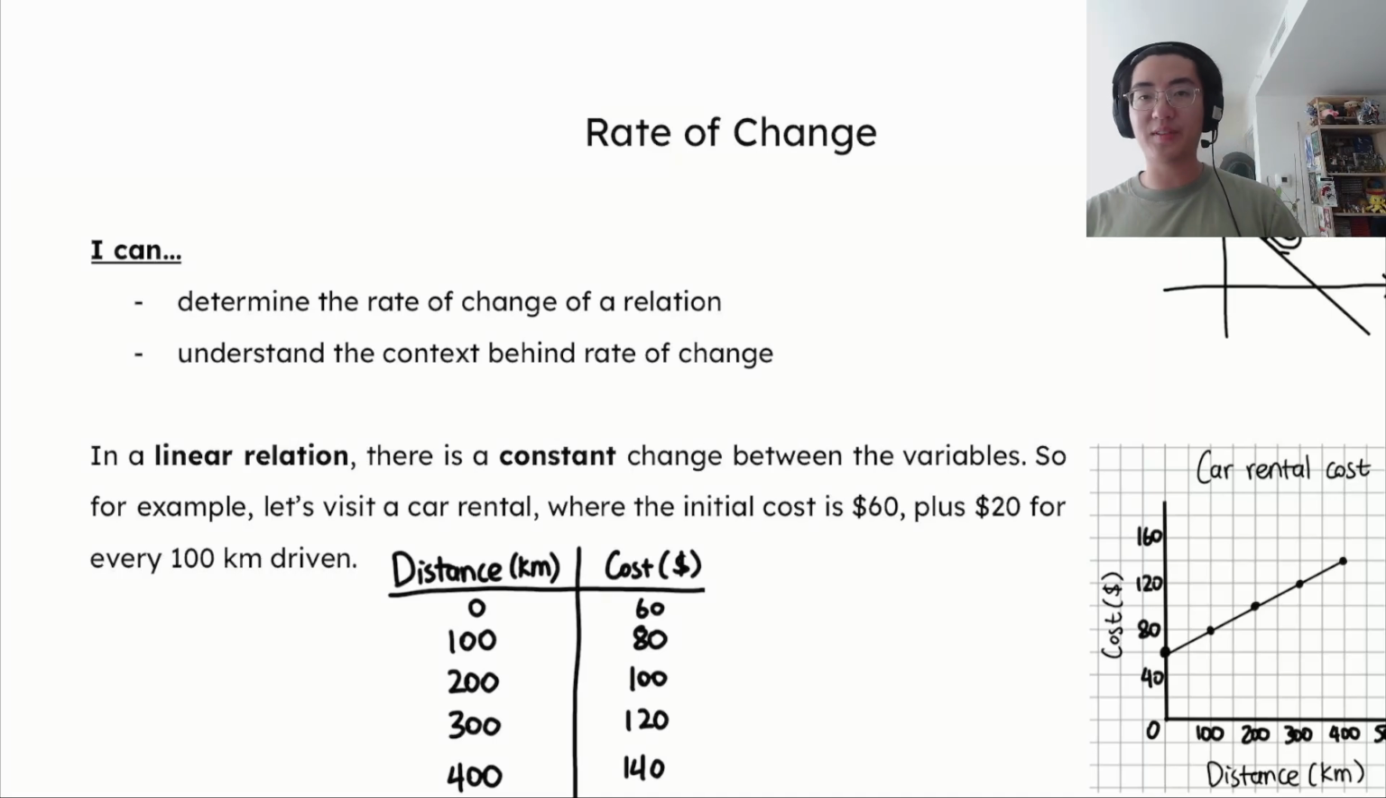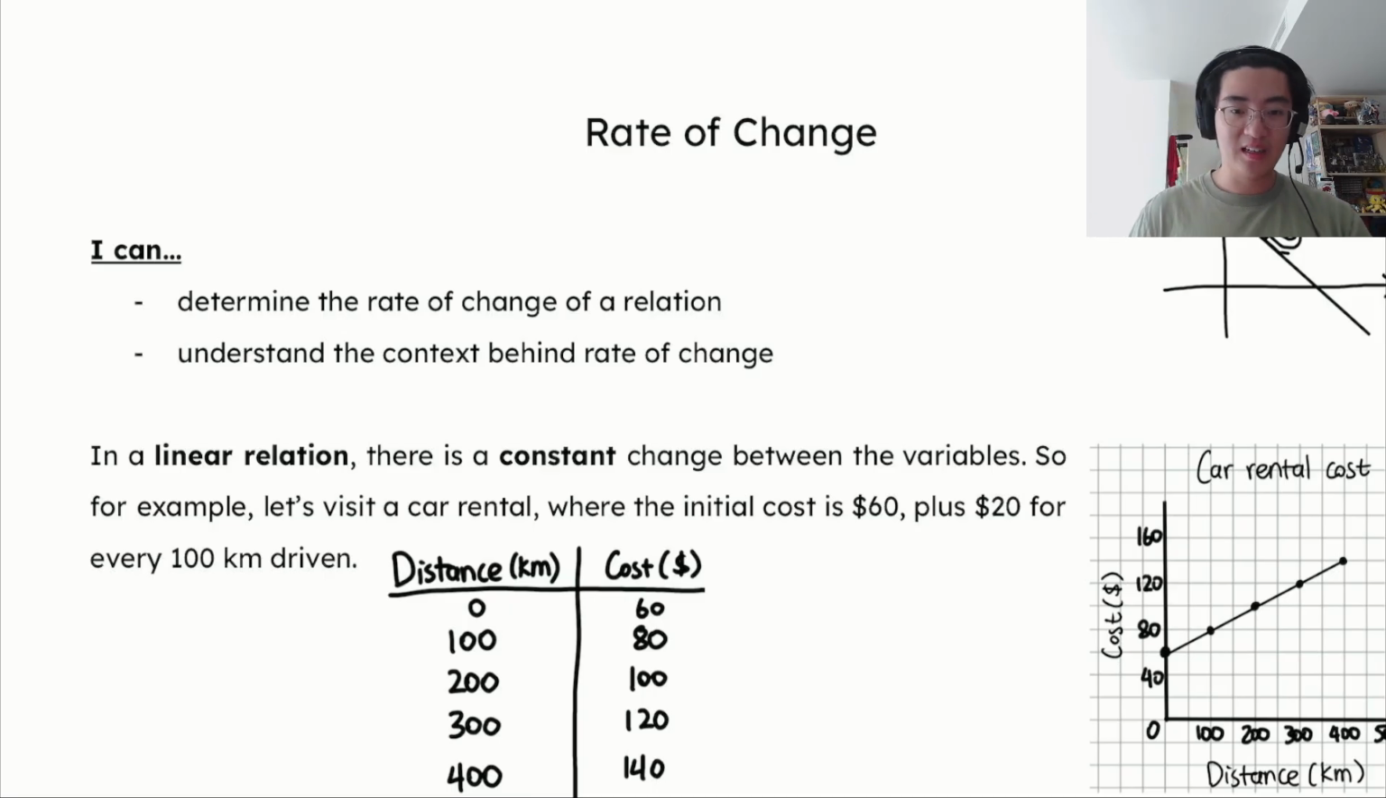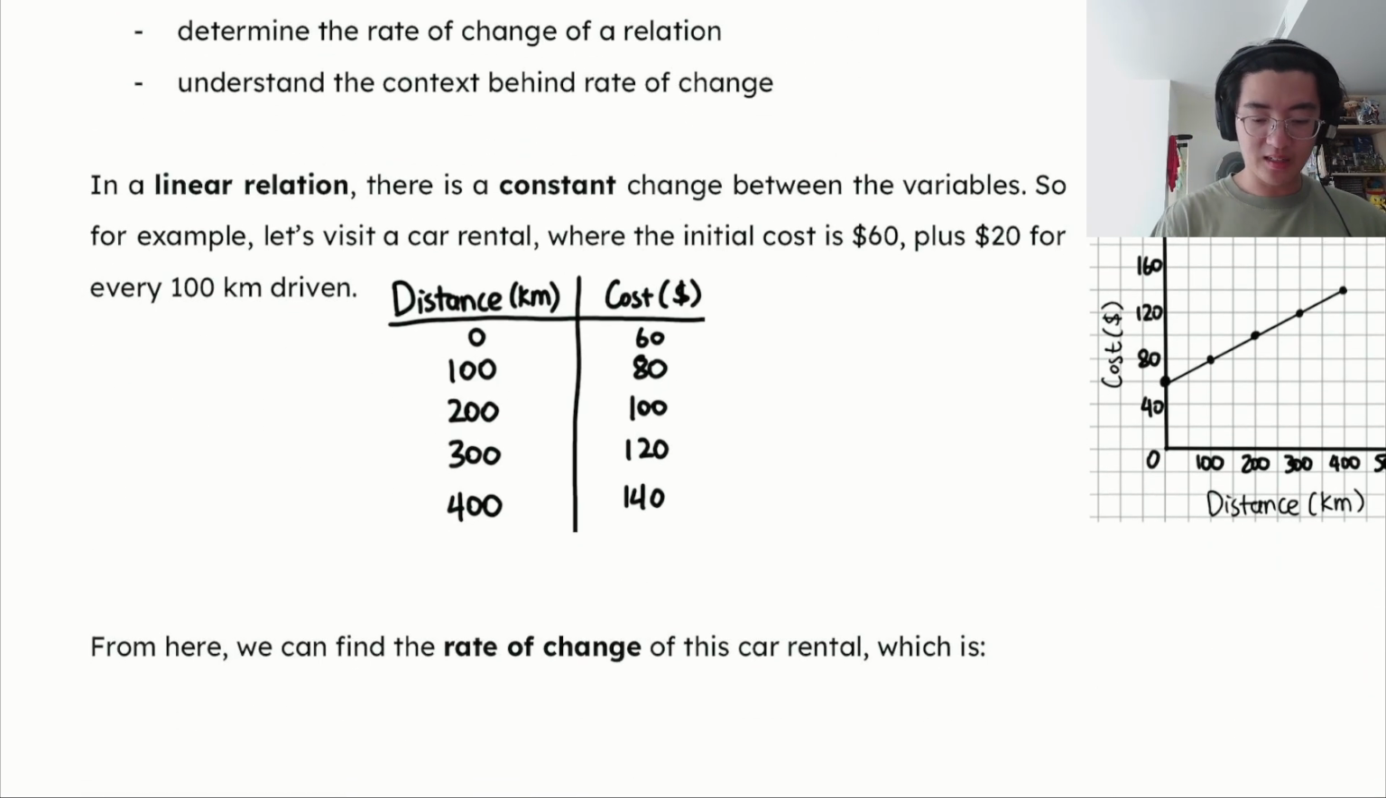Right, so this is sort of a continuation on the slopes. Because rate of change and slopes are pretty much, we can think of it as the same idea. Now let's start with a linear relation. In a linear relation, there's a constant change between the variables. Every time the variables change, it's always going up by the same amount.